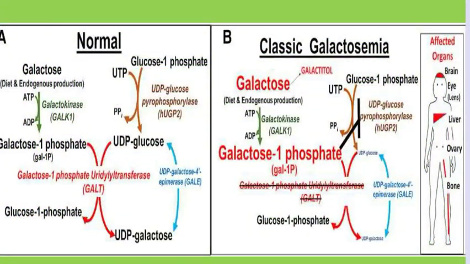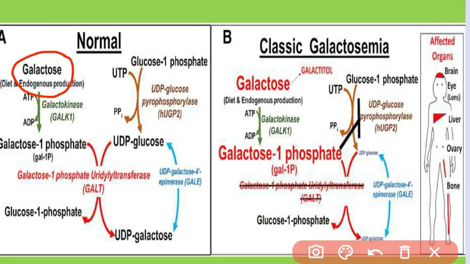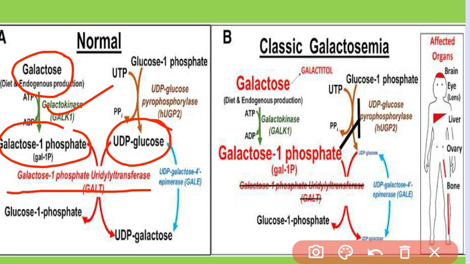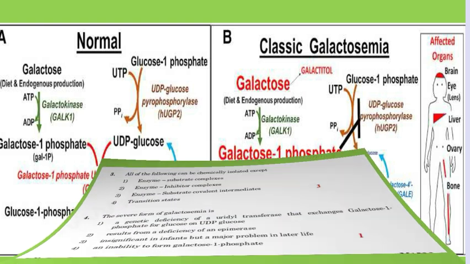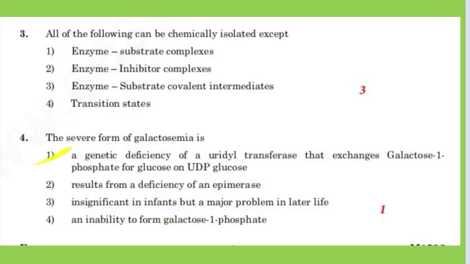Here is the pathway for galactose metabolism. Galactose is a monosaccharide. It gets broken down into galactose 1-phosphate through the enzyme galactokinase. But because of a lacking enzyme GALT, that is galactose 1-phosphate uridyl transferase, the galactose 1-phosphate does not get converted into UDP glucose. So it leads to an increasing level of galactose in the blood. The affected organs are the brain, the liver and the bone. So option first is the answer of this question.